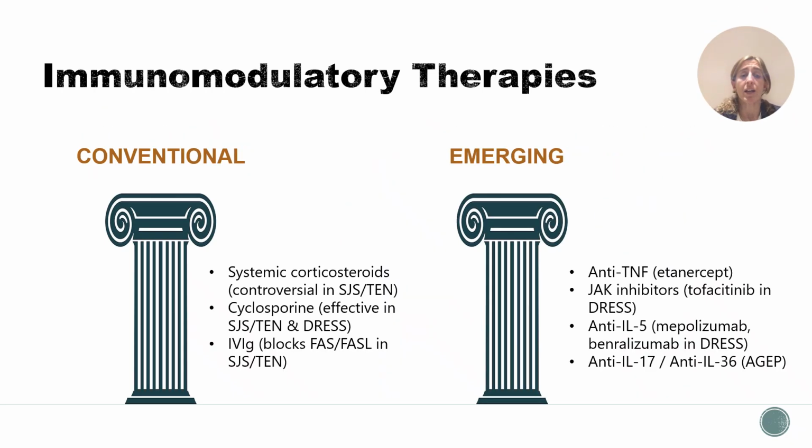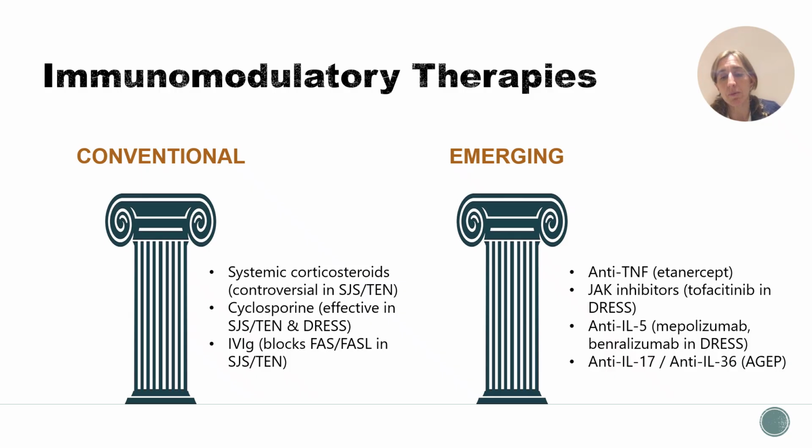Okay, but we know that for this, the immune response is so powerful that we need immunomodulatory therapies. So we have conventional, but very interestingly also we have emerging ones. So conventional therapies, we have the systemic corticosteroids, although controversial in some aspects, but we have cyclosporine. It has been reported as effective in some reports in Stevens-Johnson and TEN, but also immunoglobulins, intravenous immunoglobulins.